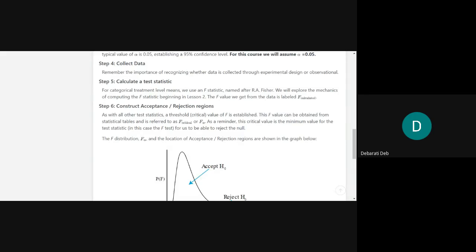The fifth step is to calculate a test statistic. What is this test statistic? These are the statistics of the T test, if you want to follow it, or Z test. If you want to follow ANOVA, then you need the F statistic. If you want to follow chi-square, you need the chi-square value. So it depends on the type of test you want to apply, and again, that depends on the type of data you have collected.